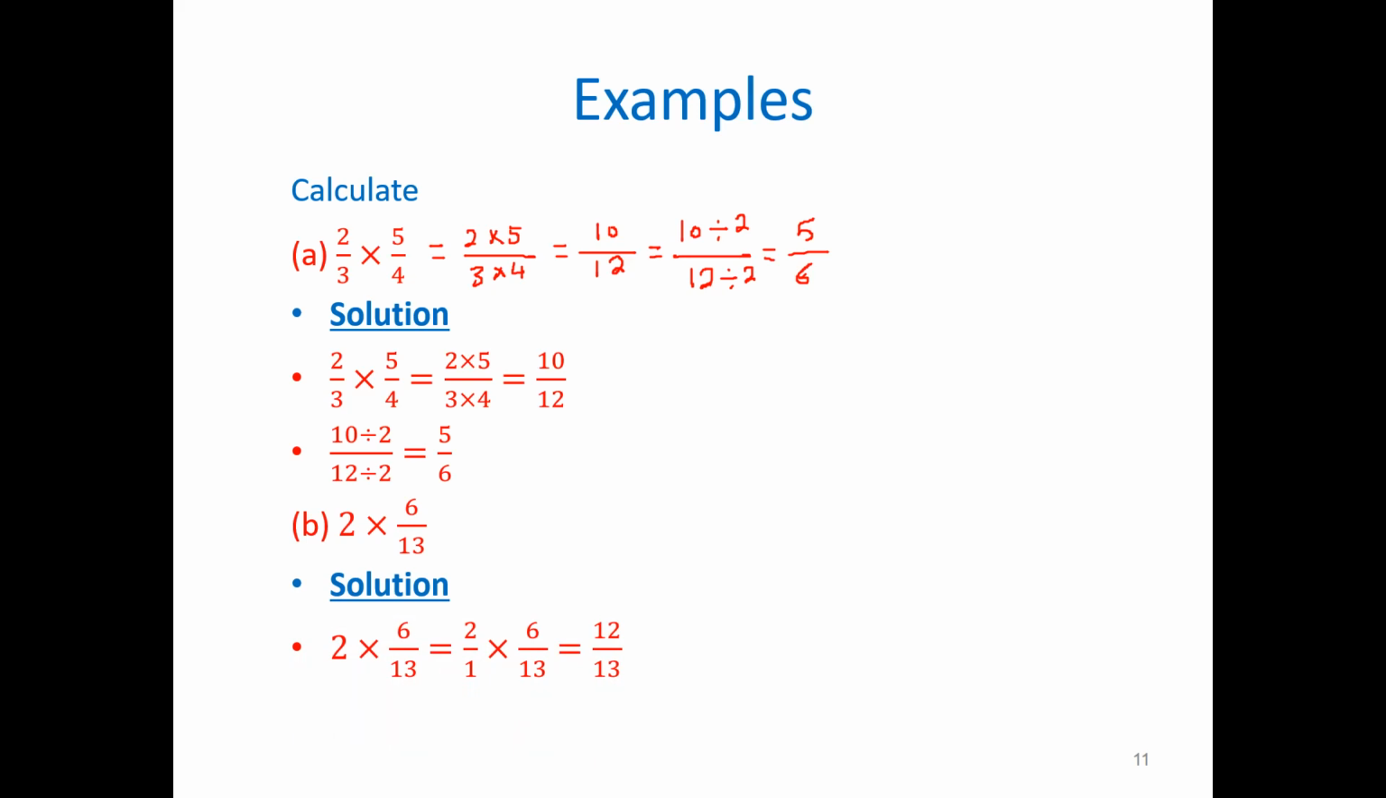And then the operation becomes similar to the question in part A. So 2 divided by 1 multiplied by 6 by 13. What you need to do is you multiply 2 times 6, 12, and 1 times 13 is 13. So the answer is 12 by 13. Is there any common factor between 12 and 13? No.